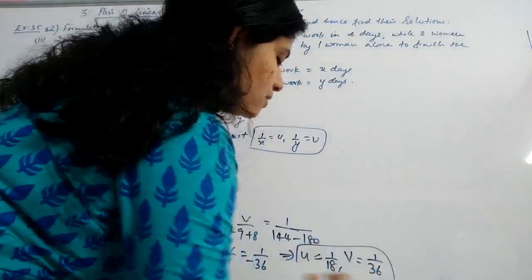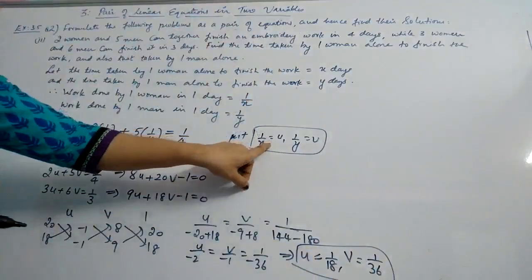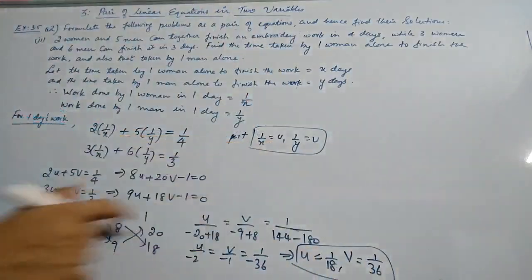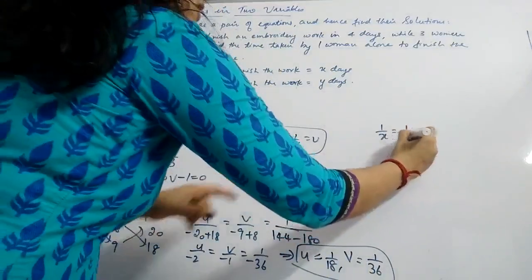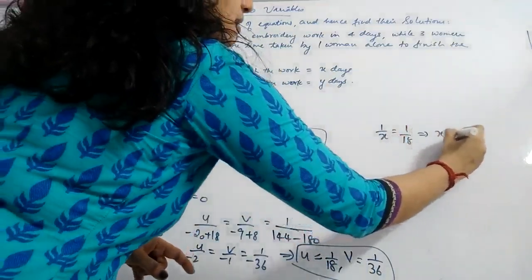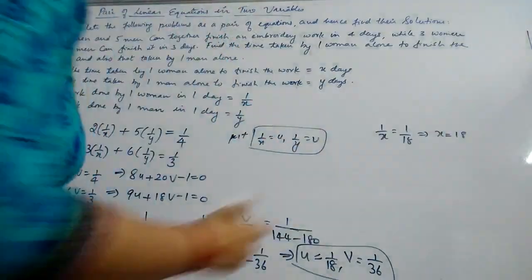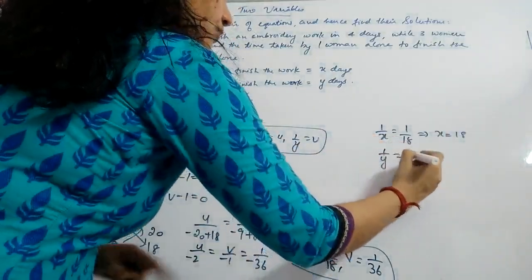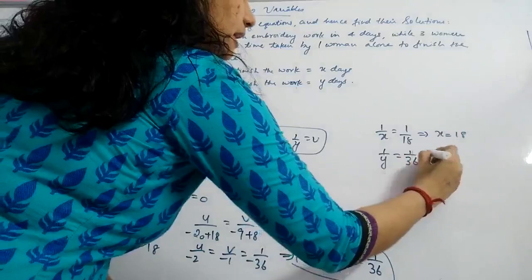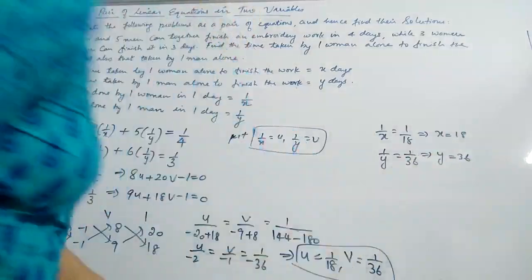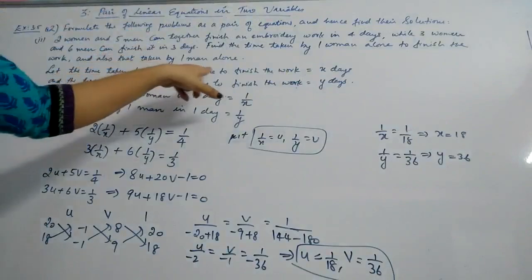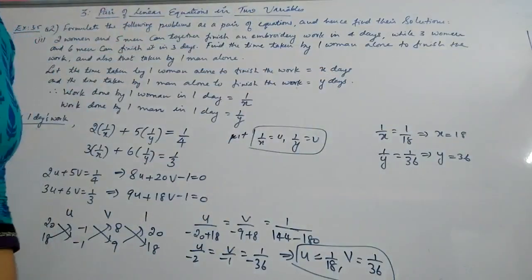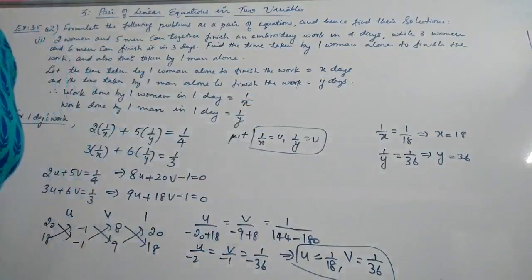So these are the two values which you got. Now the original values which you need are x and y. So 1 by x is u, which is 1 by 18, or you can say that x is equal to 18. And 1 by y is v, which is 1 by 36, that is y is equal to 36. What are taken as x and y? The time taken by one woman alone to finish the work is x days. So in 18 days, one woman will complete the work.